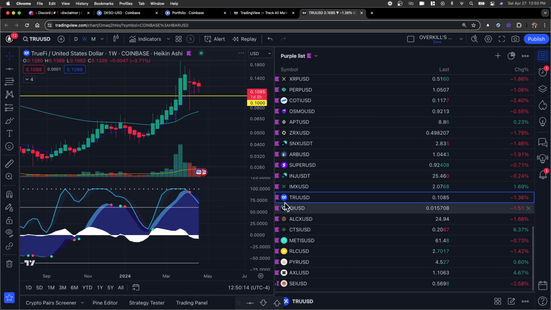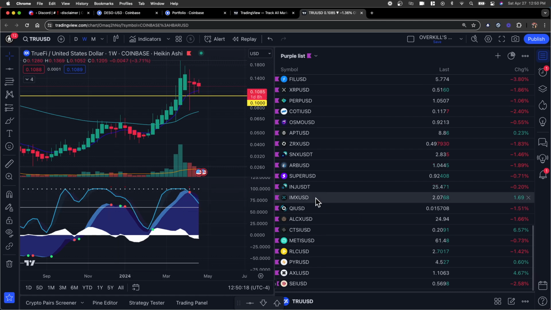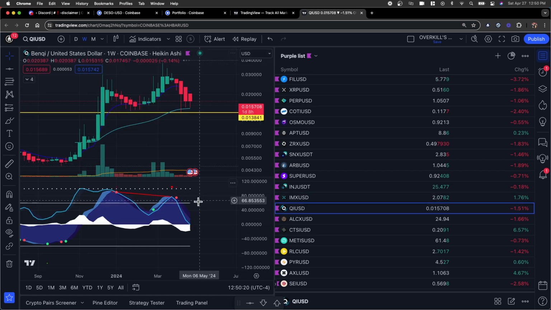Here's True. True's just really bullish. I don't know why this is on the looking to buy list, though, because Stochastic's way up here. I'm going to add that one into our red list real quick. Wouldn't be looking to buy that.